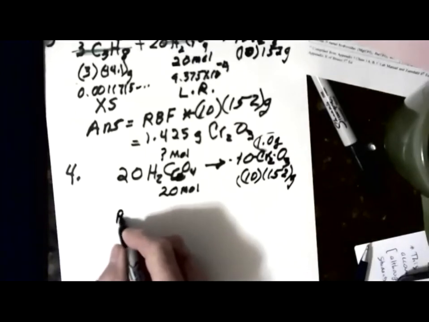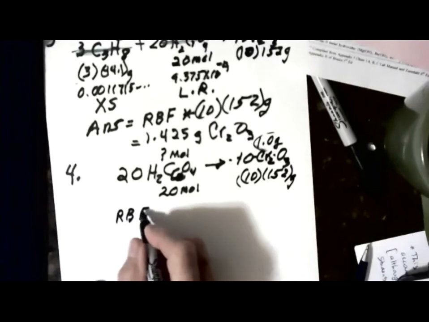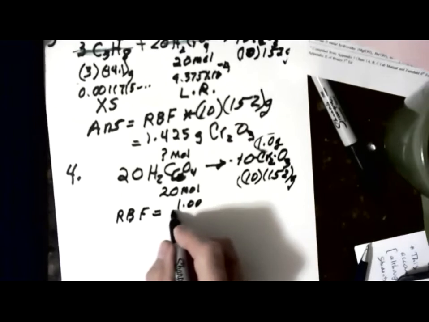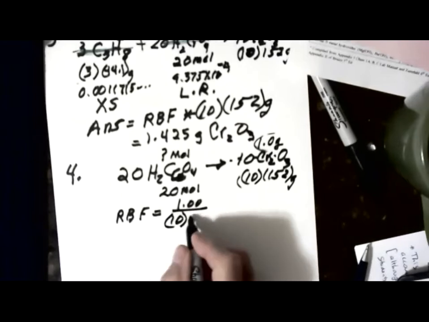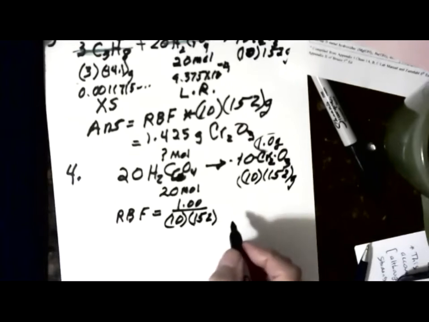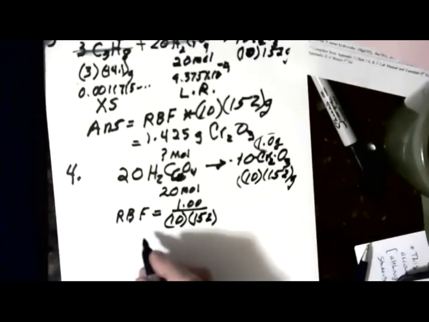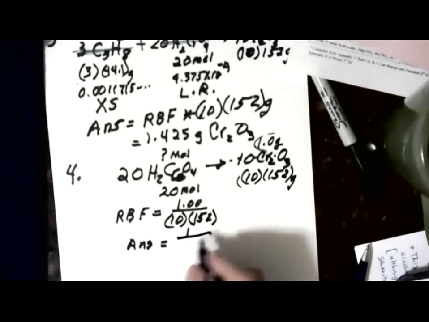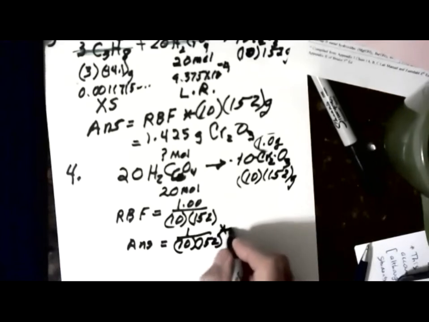So my rebalancing factor is going to be 1 divided by 10 and divided by 152. I want to show you a quick trick here. My answer in moles is going to be the rebalancing factor, 1 divided by 10 and divided by 152, and then multiplied by what's under the question mark, 20 moles.